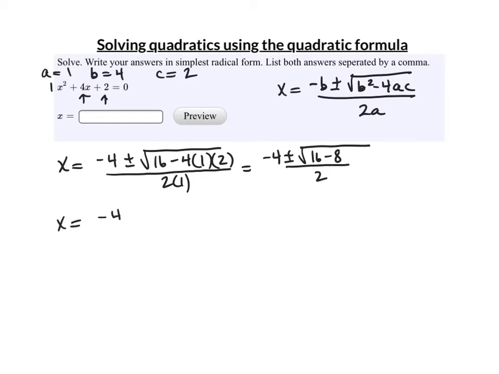So this is negative 4 plus or minus the square root of 8 over 2. Square root of 8 does simplify because it has a perfect square in it, a perfect square of 4. So this is negative 4 plus or minus, and root 8 is 4 times 2.